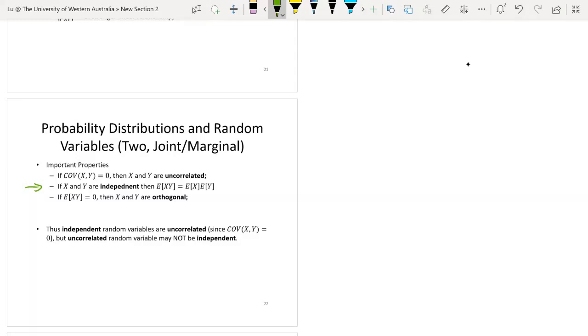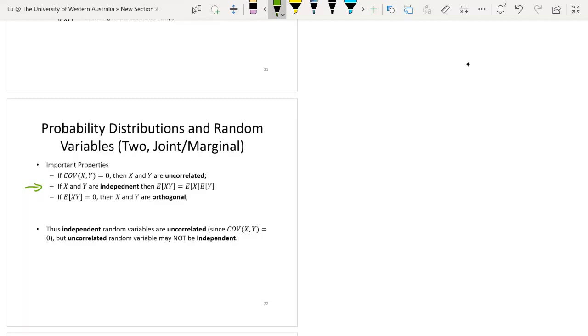And finally, if the expectation of x by y is equal to 0, then we call the x and y orthogonal. Regarding the orthogonal, in the third part of chapter 1, we have a section discussing the orthogonality principle. By then, we are going to review this concept again. Okay. Finally, independent random variables are uncorrelated, but uncorrelated random variables may not be independent.